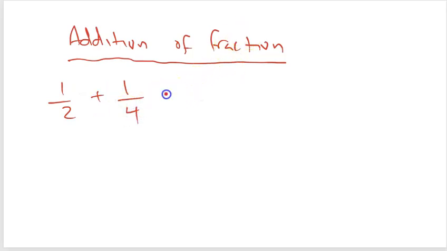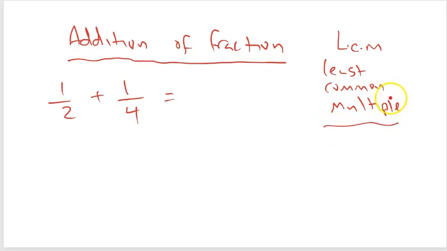In order to add fractions, what we have to do is find the LCM. LCM stands for least common multiple. I've also explained this concept in another video that I will link in the description of this video if you want to watch that before looking at this addition of fractions. Okay, so you have to find the LCM of 2 and 4. The LCM of 2 and 4 is 4.